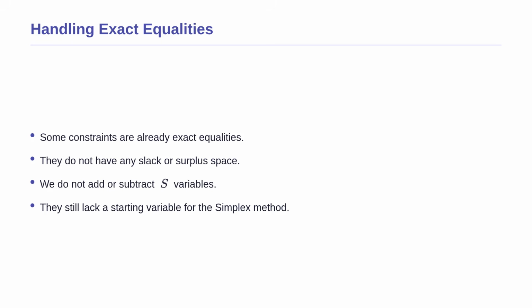Sometimes a problem gives us a constraint that is already an exact equation. Because it is already equal, it does not have any slack space for leftover resources, nor does it have any surplus space for extra production. Therefore, we do not add or subtract any s variables. However, even though it is already an equation, it still lacks a starting variable for the simplex method to use. Let us look at how we solve this specific issue.